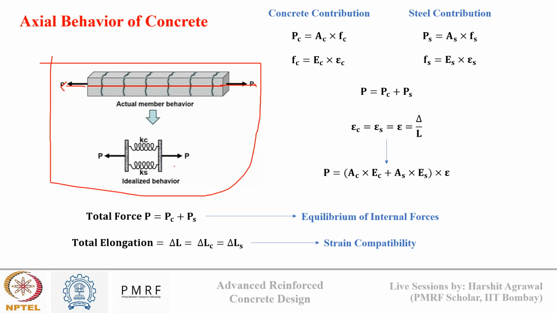Below we have an idealized model where concrete and steel are represented by separate springs having stiffnesses Kc and Ks. Kc is the stiffness of concrete and Ks is the stiffness of steel. What this analogy does is help us understand that concrete and steel share the same load. They share the load based on their stiffness and deformation capability. So this total load will be shared by concrete and steel based on their stiffness and their deformation compatibility and capability.